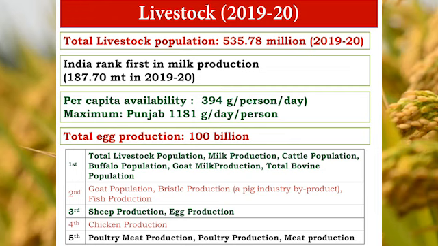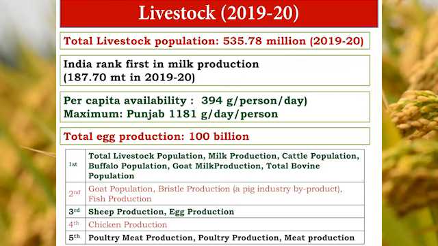And also India ranked third in terms of egg production. If you compare with the world, India's rank is third in terms of egg production, and we produced 100 billion eggs in 2019. So India is ranked first in total livestock production, milk production, cattle population, buffalo population, goat milk production, and total bovine population. We are first among the world.